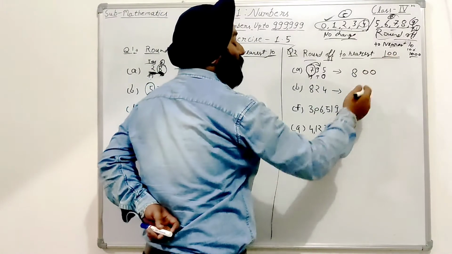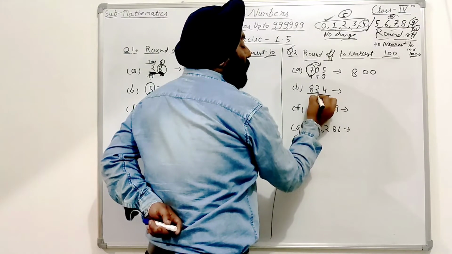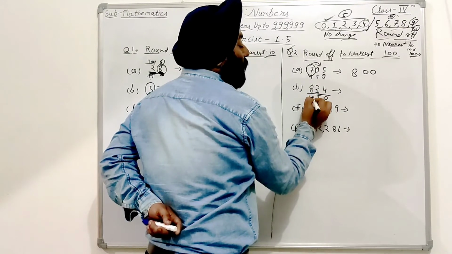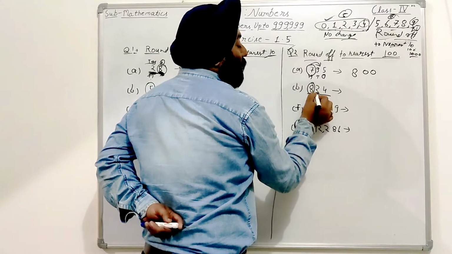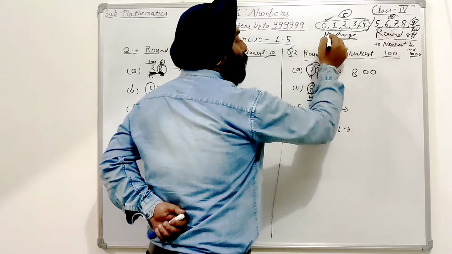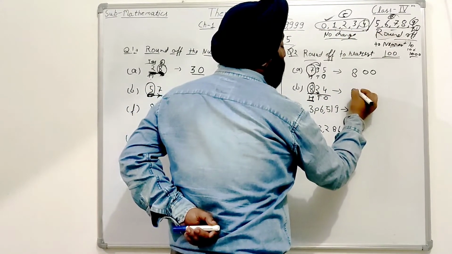Rounding off to the nearest 100. Then in this next number, ones, tens, hundreds, nearest 100. We have to keep the 8, and the other digit is 2, in the category of 0, 1, 2, 3, 4, so the 8 has no change.